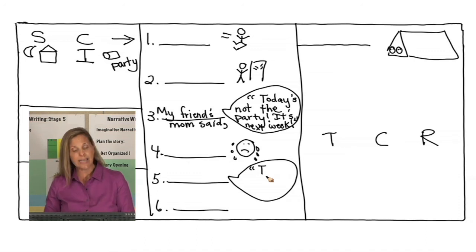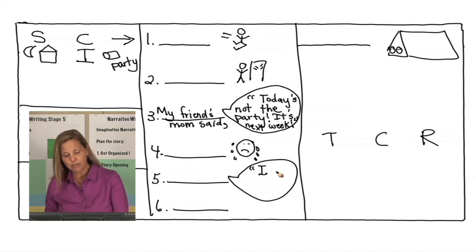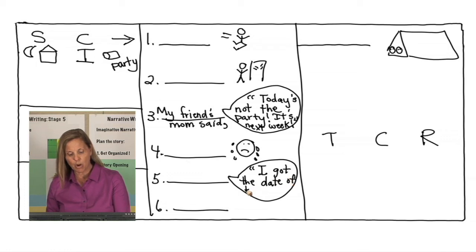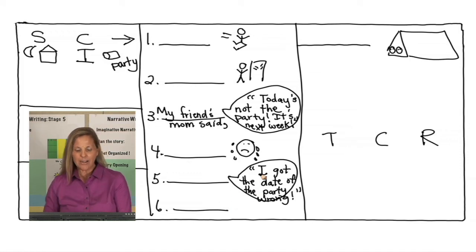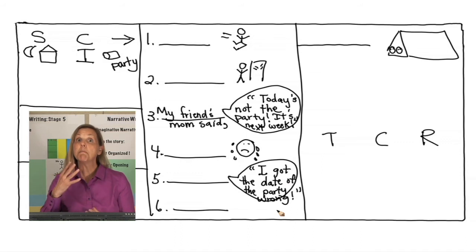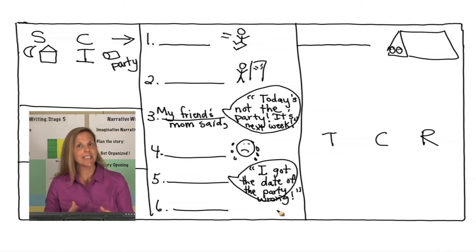Once I like how I said it, then I write down, quotation mark, I got the date of the party wrong. I cried to my parents, I got the date of the party wrong. Remember, we practiced how I would say that over and over again until we liked the sentence. Then we put our quotation marks, put our capital, put our exclamation point.